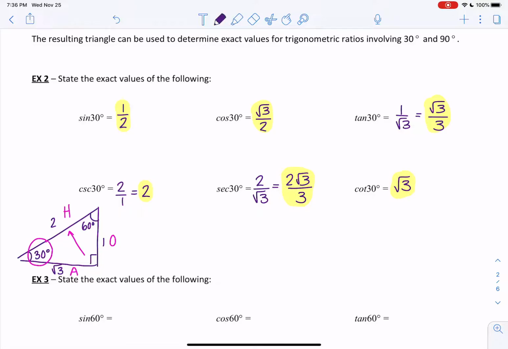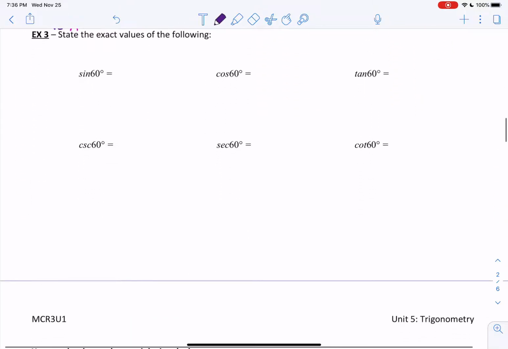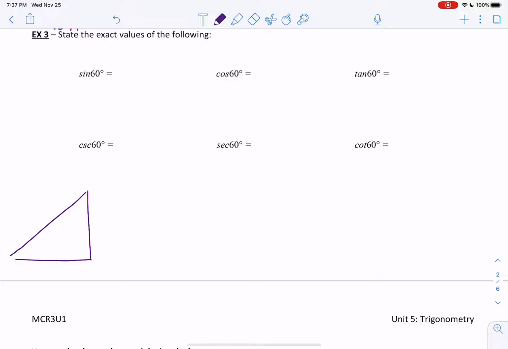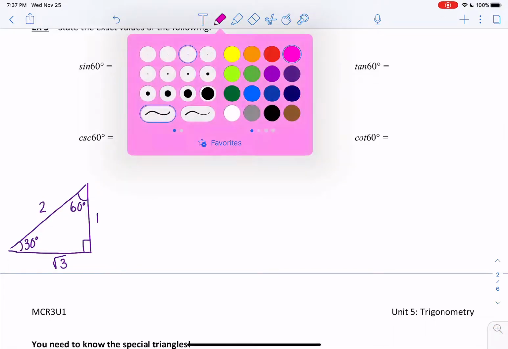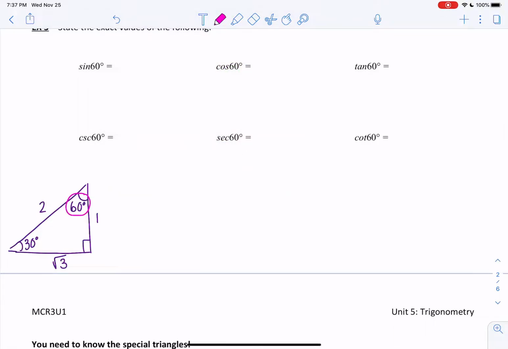Finally, we're going to do the same thing for 60 degrees. So I'm going to draw out this triangle again. 30 degrees, 60 degrees, and 90. 1, root 3, and 2. Because I'm looking for 60, I circle 60, and I label my triangle. So I have my hypotenuse, my adjacent, and opposite, and then I find all of these values.